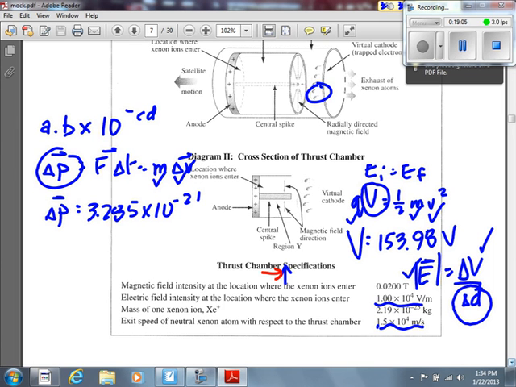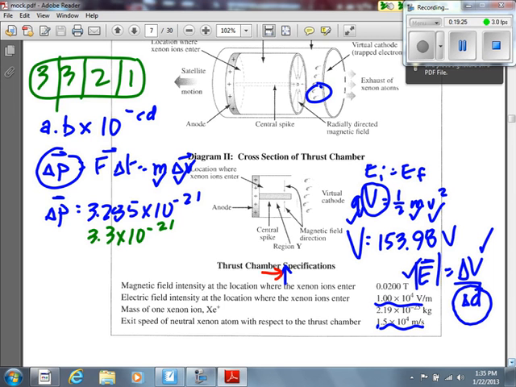Now, the way they want it expressed as a 2-digit answer, A decimal B, times 10 to the, and then they want the exponent as well. So what do we got here? Well, this has got to round up, so it's 3.3 times 10 to the negative 21. Therefore, I'd express it as 3, 3, 2, 1. Does that make sense?